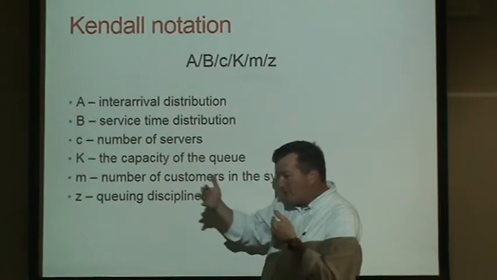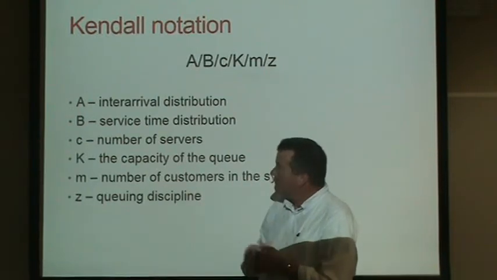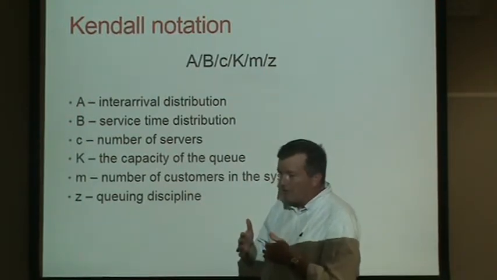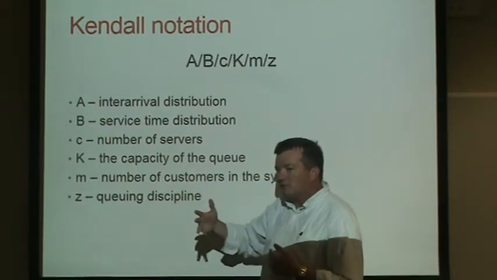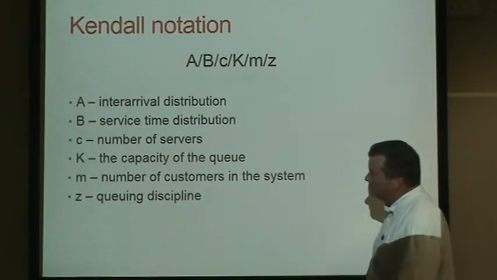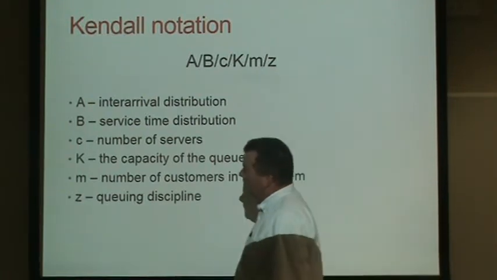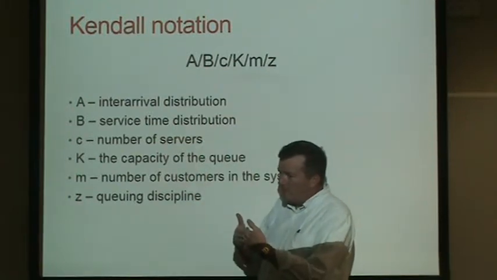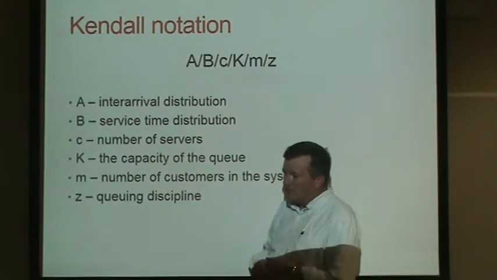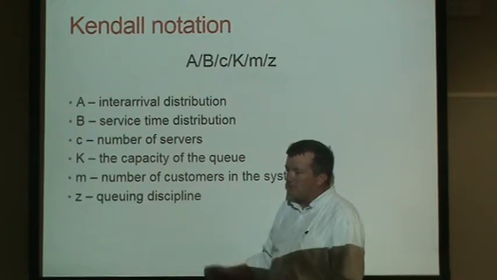It could be deterministic, meaning perfectly spaced. It could be Markovian, meaning totally randomly spaced. Or it could be other distributions which might be hybrids of the two. There's many distributions we can use. The second letter is going to be the distribution of the service times, how much of a difference there is between service times.